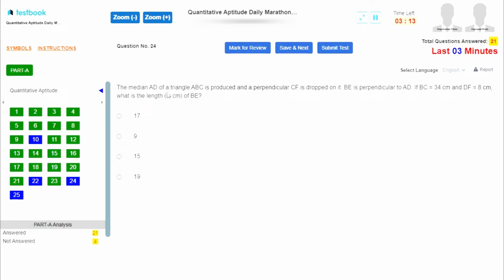The median AD of a triangle ABC is produced and the perpendicular CF is dropped on it. BE is perpendicular to AD. Okay, BC is 34, DF is 8 centimeter. What is the length of BE?